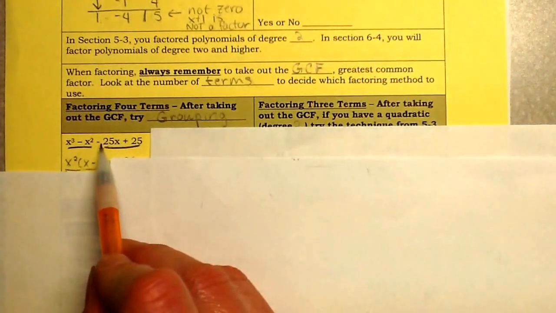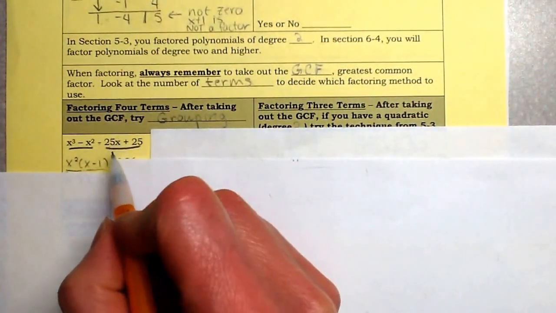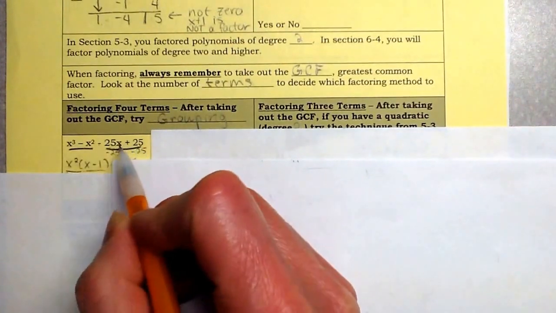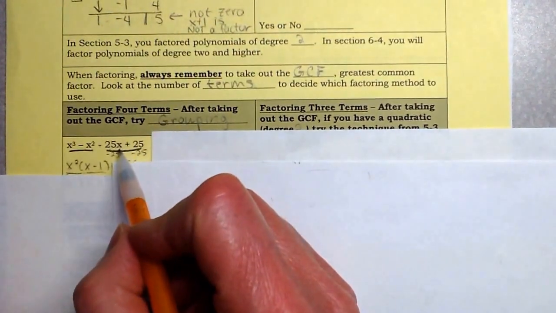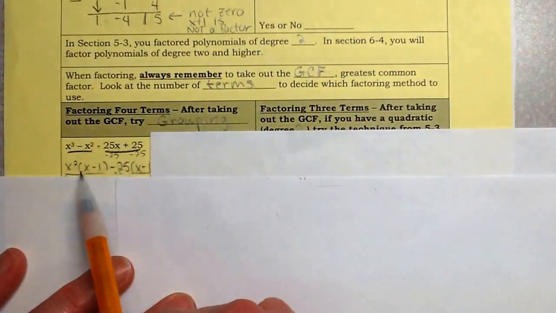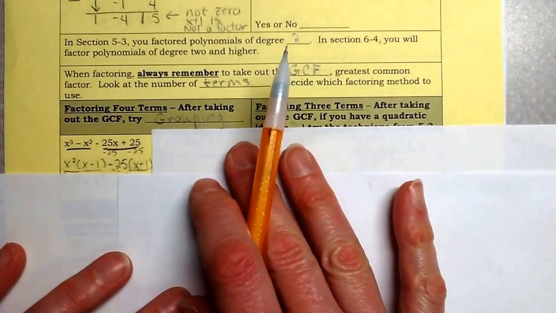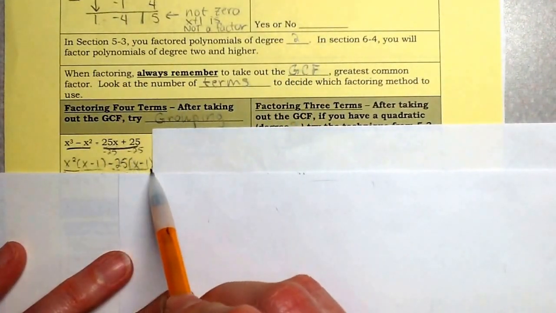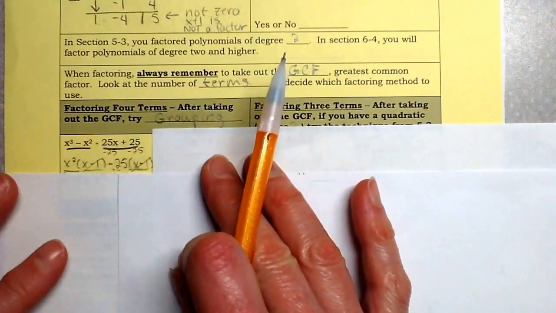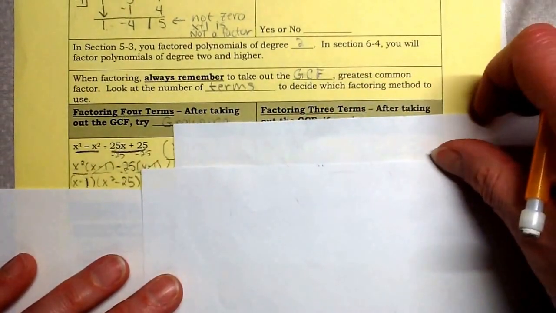And instead of saying 25, we always want to take the sign with the number. So we're going to divide it by a negative 25. When I do that, that's going to give me a positive x and then minus 1. So now I have minus 25 times x minus 1. Now I have an x minus 1 that's common in both of those, so I'll take that out and write it out front. And then I'm left with an x squared minus 25.